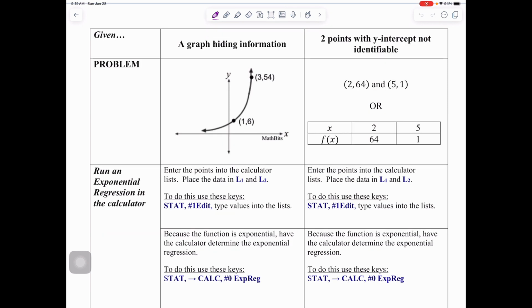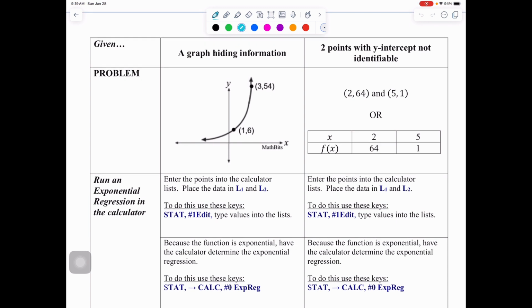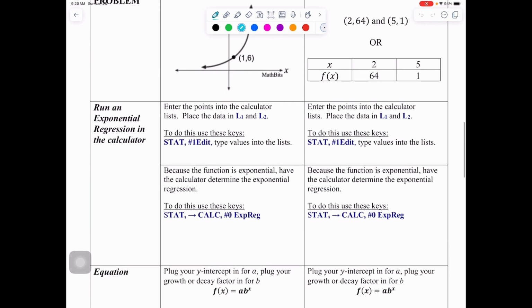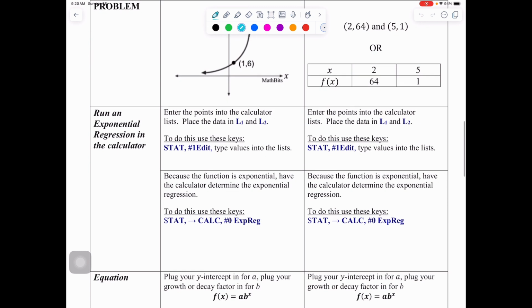So now we'll move on to the portion where we have information hiding, and you will need your graphing calculator for this. So in the first one on the left, it says a graph hiding information. So we see 2 points have been clearly identified, but unlike when we did it the first time, the y-intercept is not one of the points that's identified. So the first thing we have to do is realize that our graphing calculator is going to be the main source of information for us here, okay?